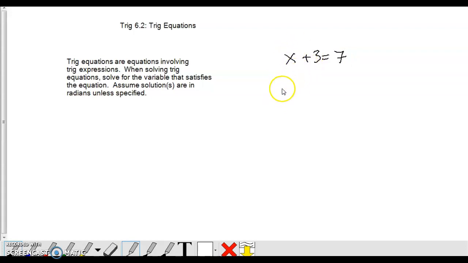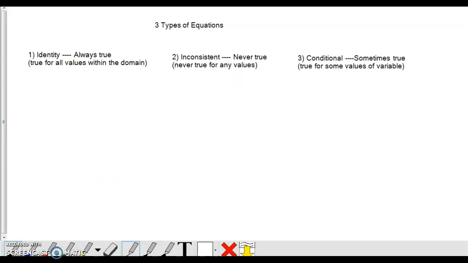Now all of a sudden we're going to replace the x with some sort of trig expression, and we'll solve for our answer. Then we'll have to take what we learned in the previous section, 6.1, and apply our inverses. We are going to assume all of our answers are in radians unless we specify. Again, that's just the universal mode where we're always in radians. Okay, now there are three types of equations that we are going to see.